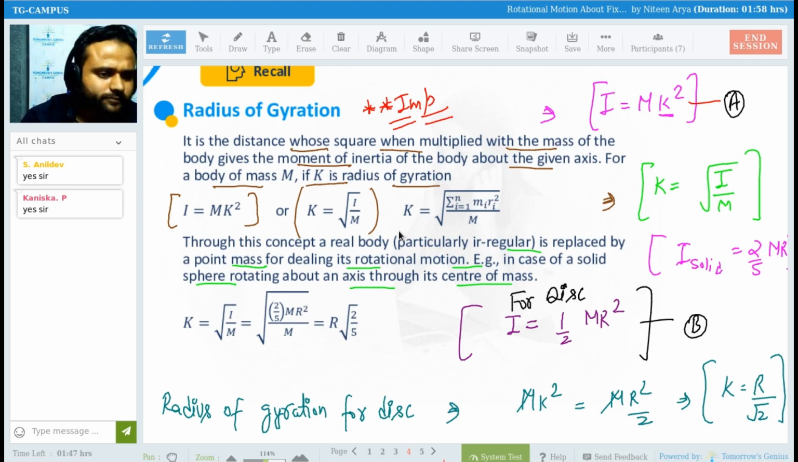Putting the value of I, we can get... Sir, I am having a problem with my camera, I will try to solve it.